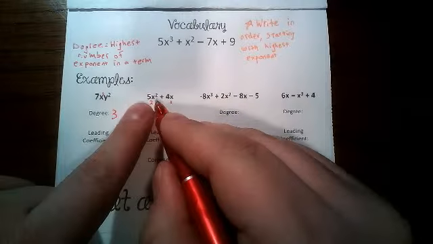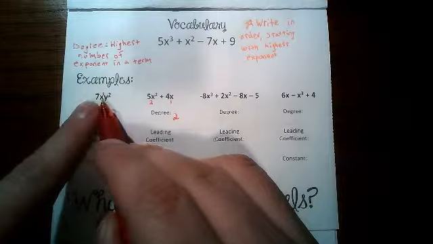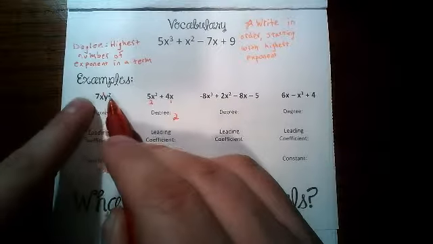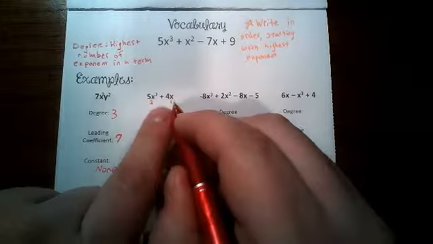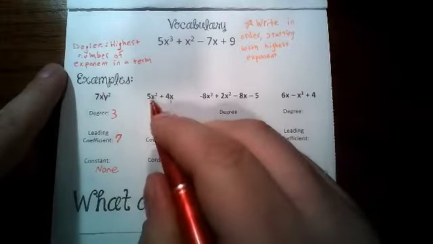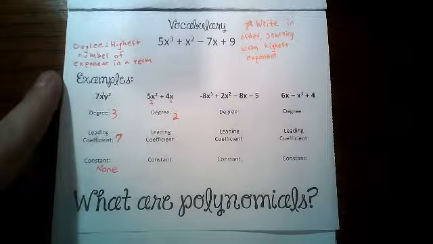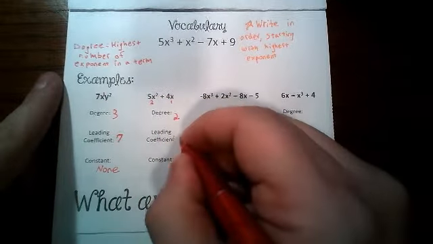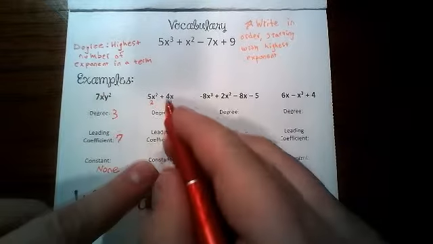Okay, these are separate. The reason I combine all these together is they're not separated by an addition or subtraction, right? Those are all together. This is 1 term. Here, this one's 2. This is 1. So the degree of the whole thing is just 2. The leading coefficient is going to be 5. Okay. And the constant here is, well, there's no number by itself, so it's just none.